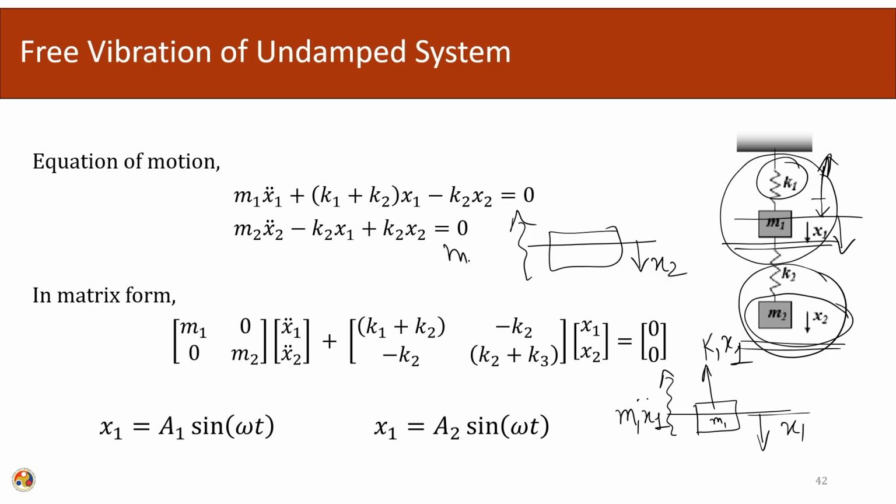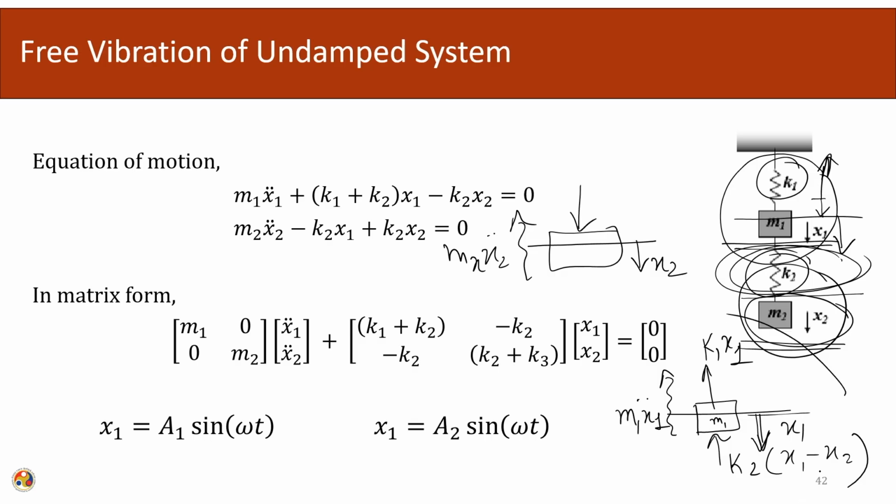So acceleration will be m2 x2 double dot. And there is a displacement in the k2. So what has k2 done? Since this is moving downward, there will be a resistance due to this k2. The net displacement in the k2 will be x1 minus x2. And similarly this k2 will be applied in the other direction, x1 minus x2.